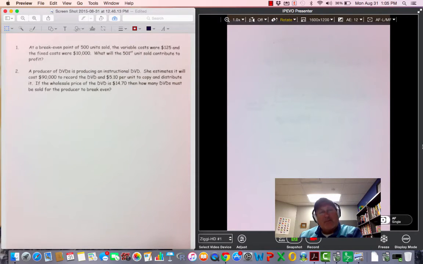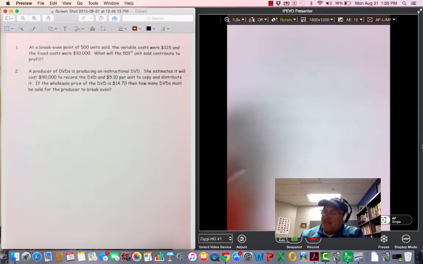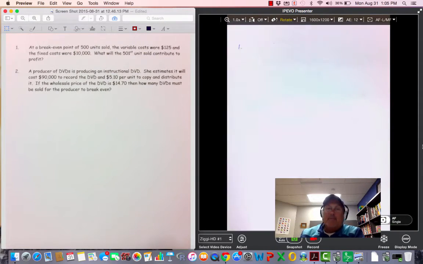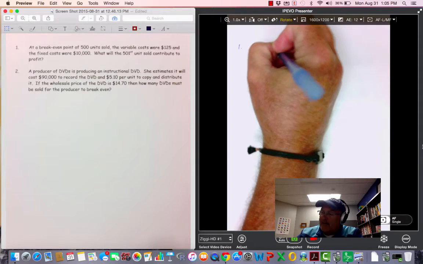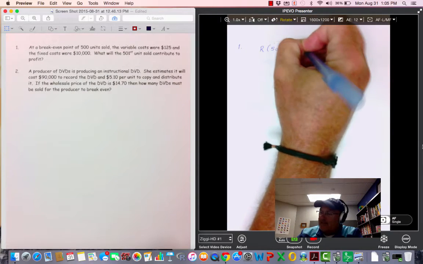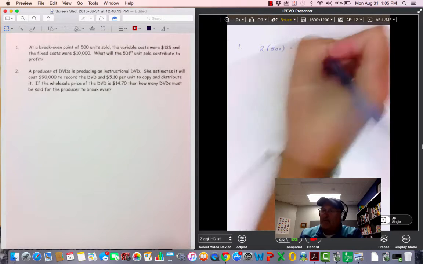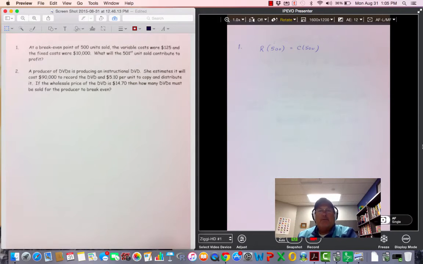All right, number one's a hard problem. I'm not even going to sugarcoat it. But the first thing I would do in number one is get all the words into mathematical notation. The first thing I see is that the break even point is when 500 units are sold. Guys, I know the break even point occurs when the revenue is equal to the cost.